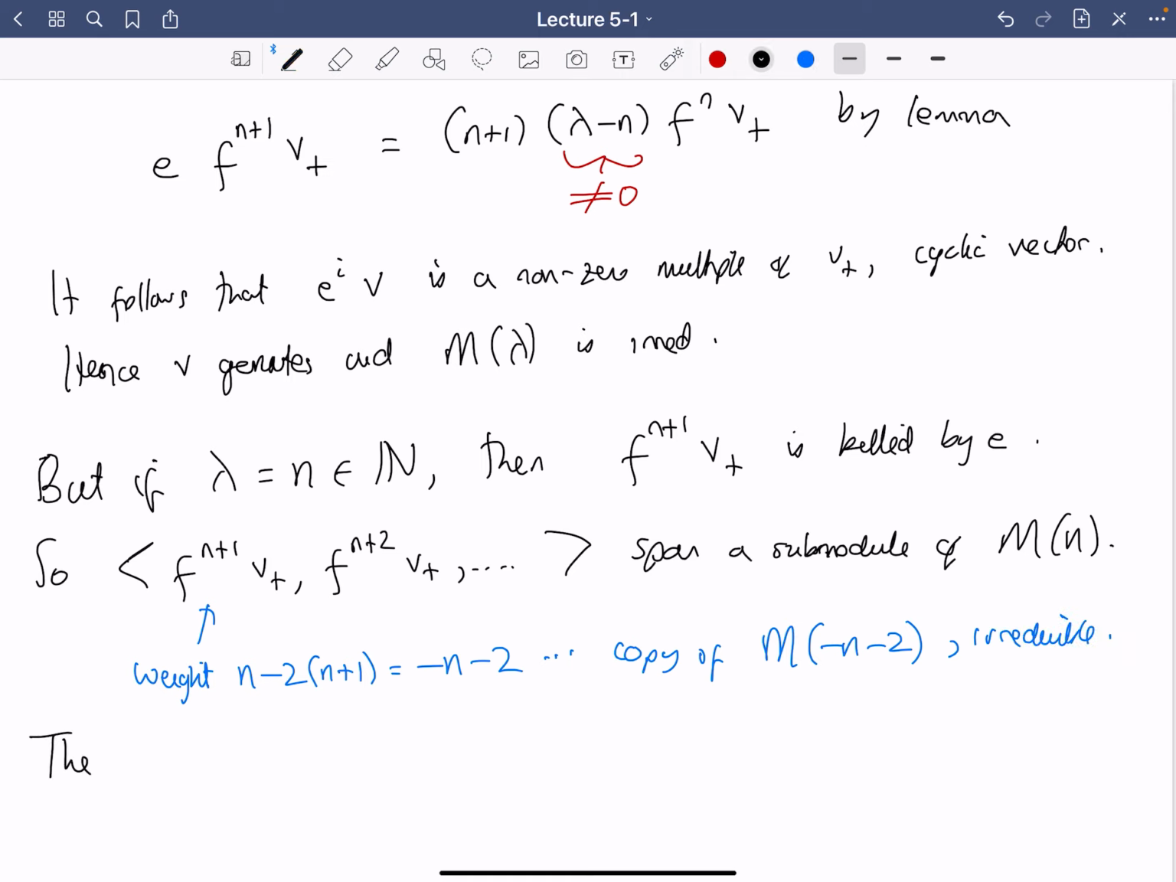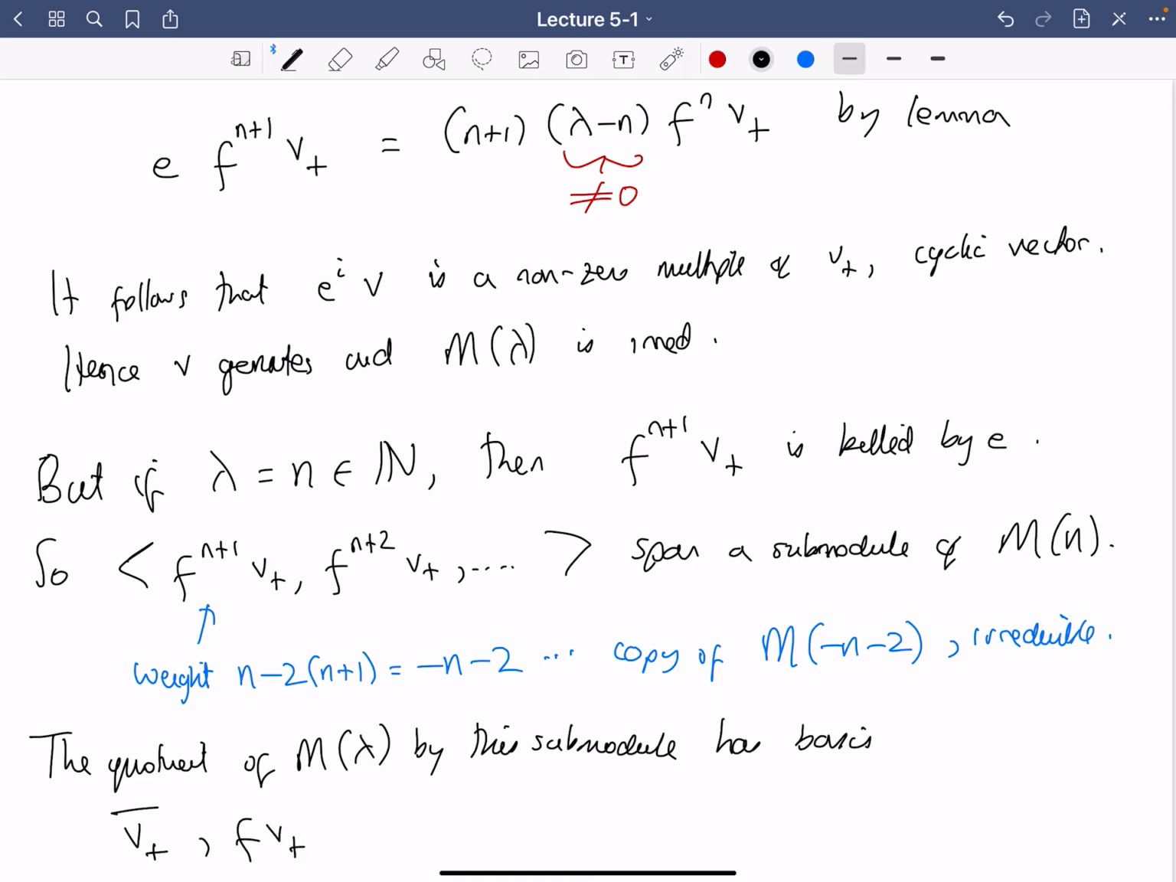The quotient of M of lambda by this submodule has basis just v plus, well, the image of v plus in the quotient, f v plus, all the way up to f to the n v plus. So it's of dimension n plus 1, and just do the arguments we've just made, and you easily see that that's irreducible. So that's this unique irreducible quotient of the Verma module.